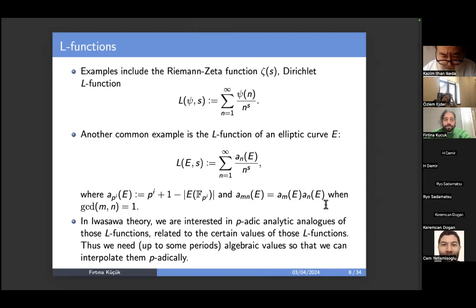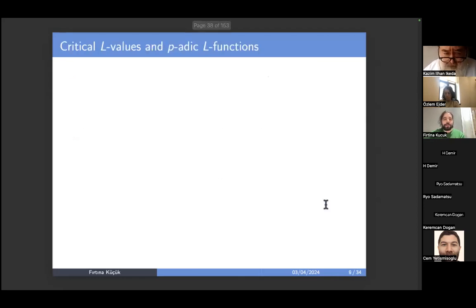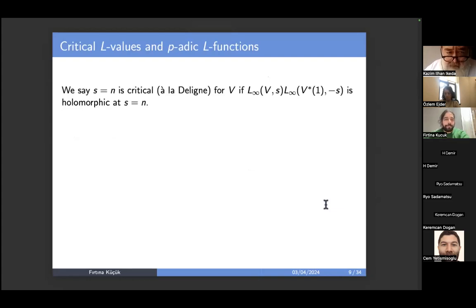In Iwasawa theory, we are interested in p-adic analytic analogs of those L-functions, related to certain values of L-functions. These are complex functions, and unfortunately they are not algebraic at every value. But in order to interpolate them p-adically, we need algebraic values. If we divide by certain periods and obtain algebraic values, then we can interpolate them p-adically and get a p-adic analog of these L-functions. So the idea of p-adic L-functions is this. And we call these certain values critical L-values.